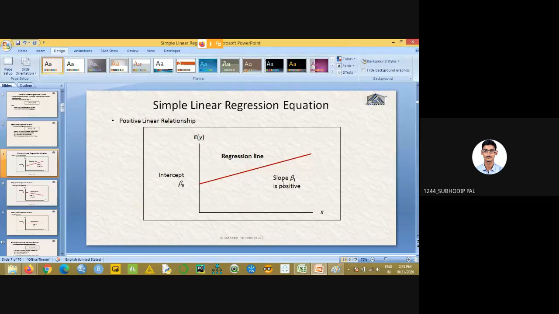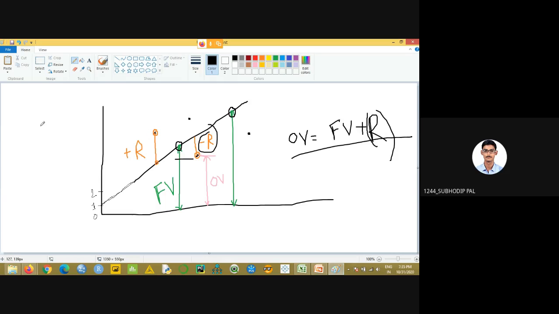Then beta 1 is the slope. So what is the slope here? Slope is positive here, right? You all remember the correlation types: positive correlation, negative correlation. You all remember that? Yes. So this is positive, right? And the line is like that. And this is negative, correct? Negative correlation means the slope is negative here.